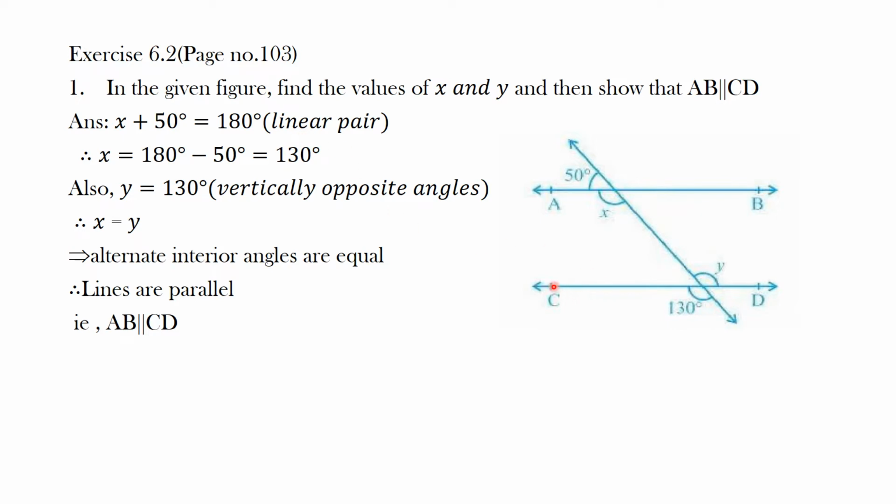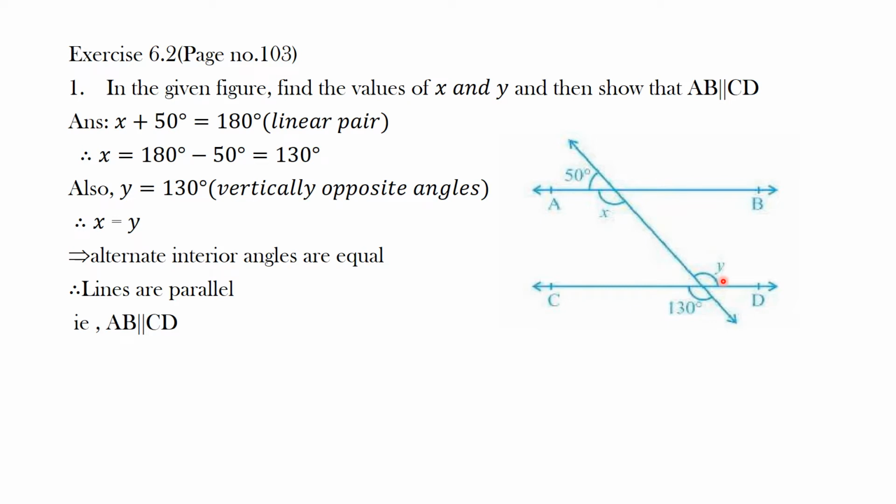Now, take the second line CD, which is intersected by the transversal. We can see y and 130 degrees are equal because they are vertically opposite angles. Therefore, the value of y will be 130 degrees. So, from this we can see the values of x and y are equal and equal to 130 degrees. From the figure we can see x and y are called alternate interior angles.